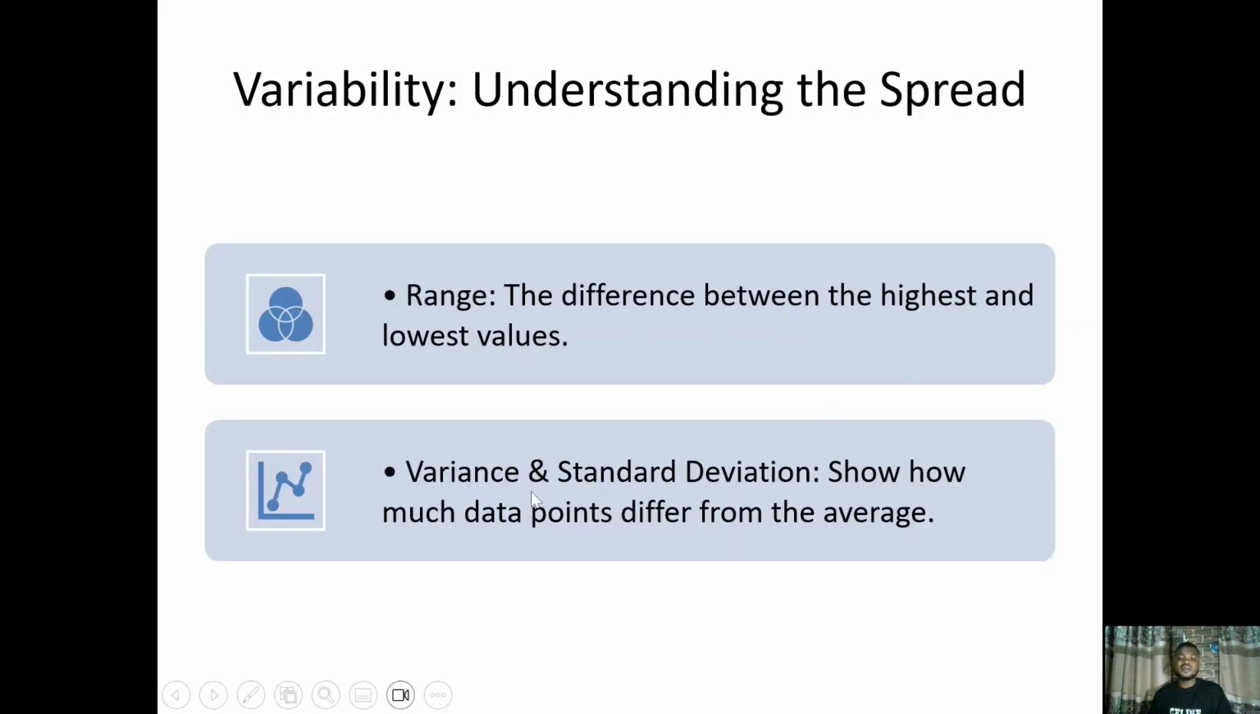We also have variance and standard deviation. The variance and standard deviation will show you how much data points differ from the average. So the standard deviation is how far the data or the observation is from the mean. Okay.